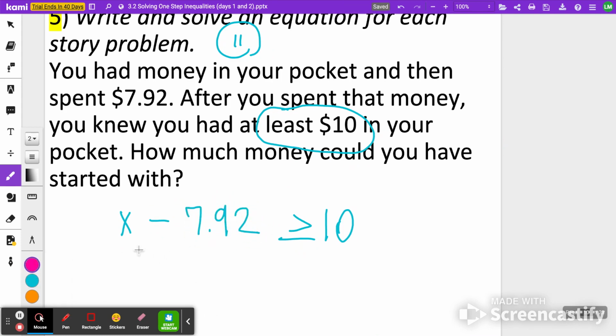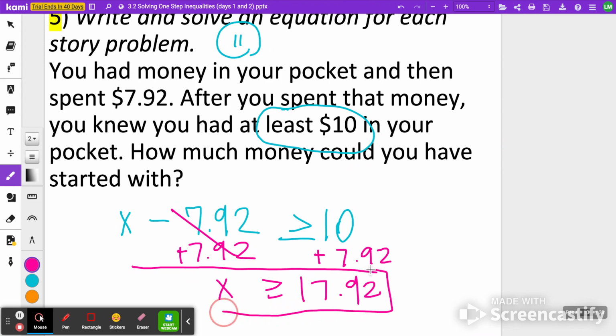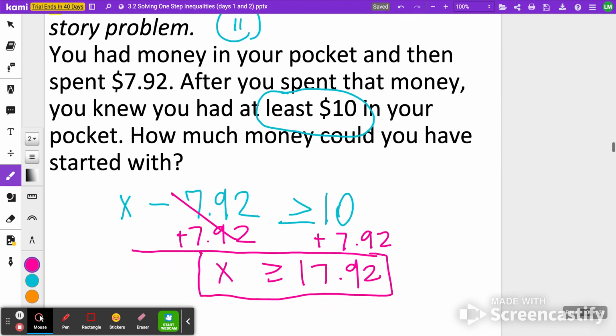Now to solve it, I have x minus 7.92 is greater than or equal to 10. I'm going to add 7.92 to both sides. As I do that, I get inverse operations crossed off, or zeros, additive inverses. X is now greater than or equal to $17.92. So I started with at least $17.92 in my pocket.